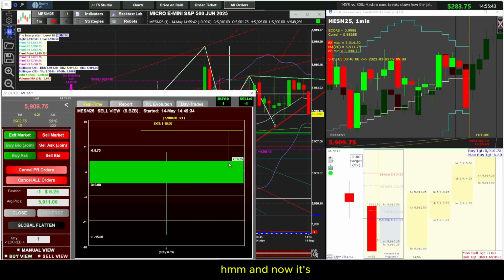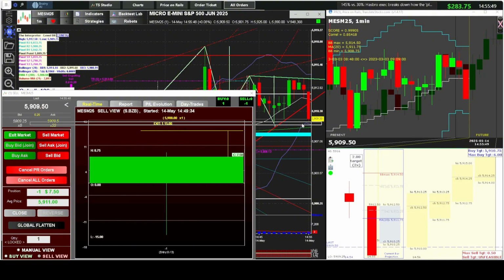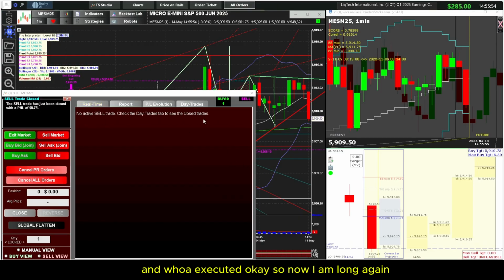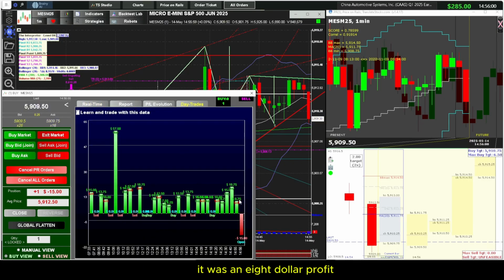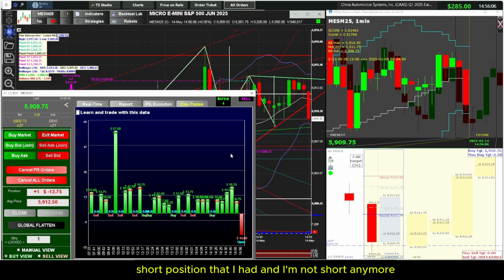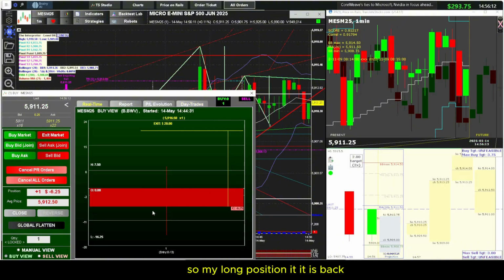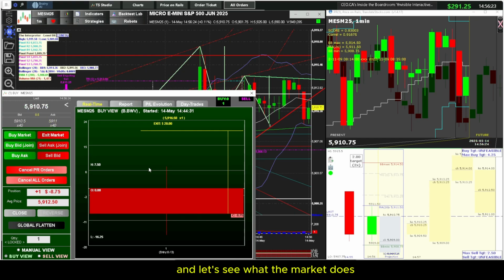And now let me move this exit order here to the Bollinger Band. And whoa, it executed. Okay, so now I am long again. It was an $8 profit, this short position that I had, and I'm not short anymore. So my long position is back. It's revisited. And let's see what the market does.